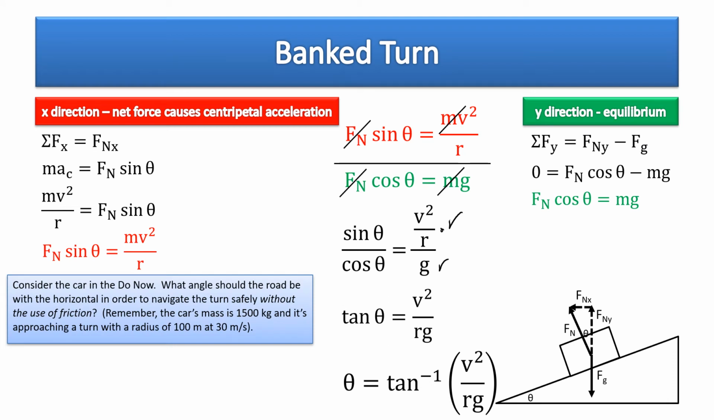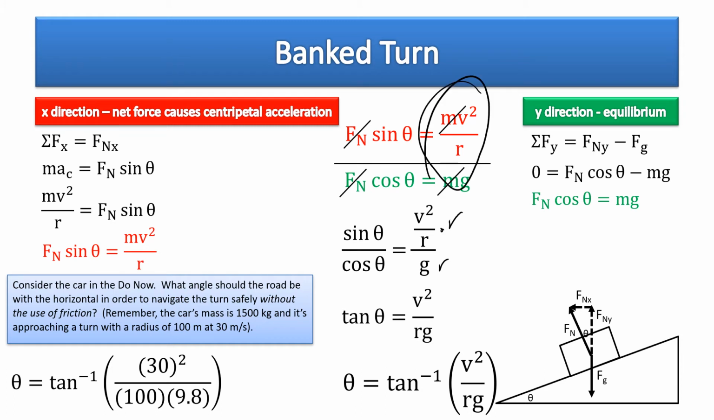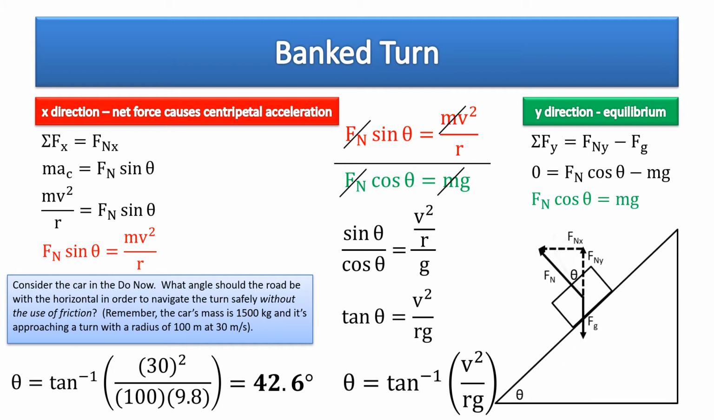So in our example, we had a car with a mass of 1,500 kilograms, and that didn't matter because the masses cancel out. All right, but we have, let's see, v is 30 meters per second, and then r is 100 meters, and we are on Earth. So the angle would be 42.6 degrees. Now try to picture that in your head. That is a huge banked turn.